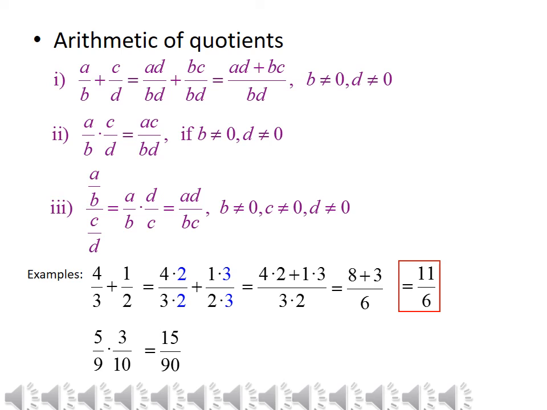But we can simplify that. We can divide a 15 out of both the numerator and denominator to give us a reduced fraction of 1 over 6. So 5/9 times 3/10 gives us 1 over 6.